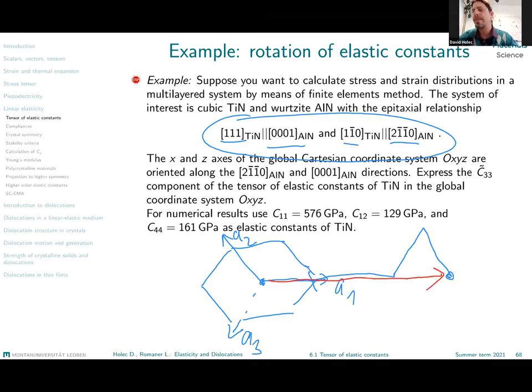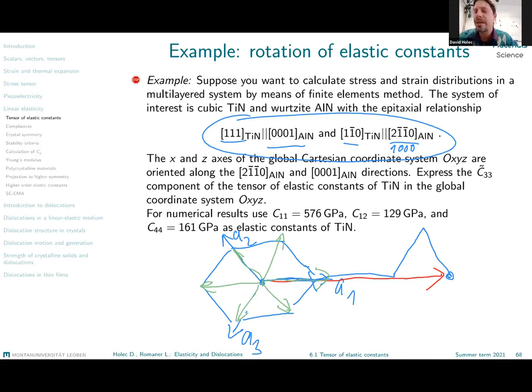So why do we not represent this directly by the 1000 direction? Well, the reason is that with these three indices we can clearly identify symmetry equivalent directions. And we want to say that we have this direction, in a different color, this direction, symmetry equivalent with this one, this one, this one, this one, this one.